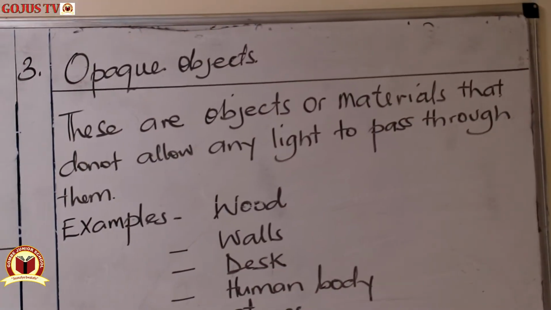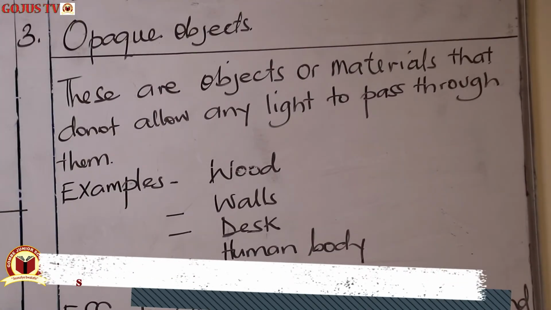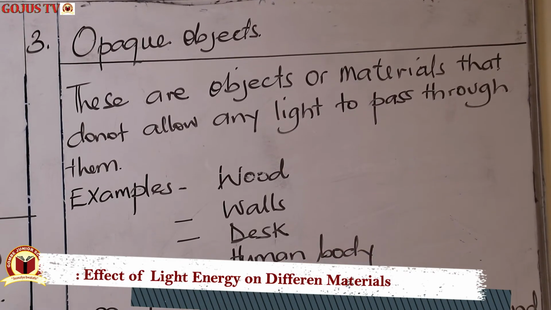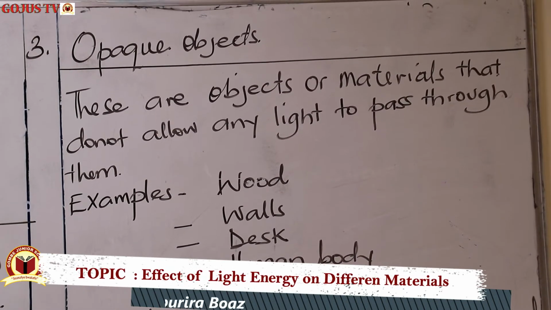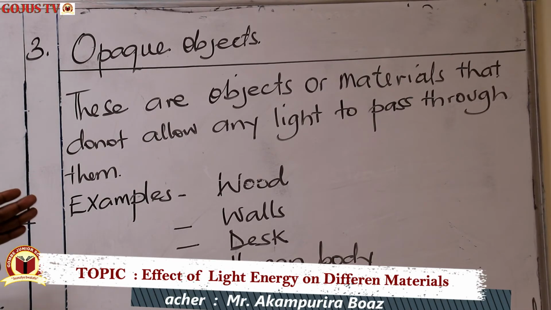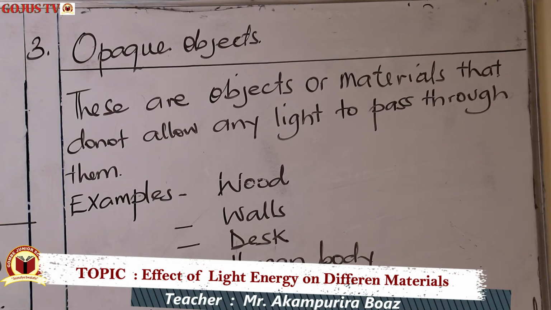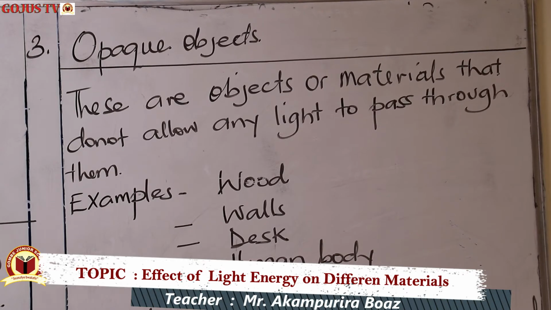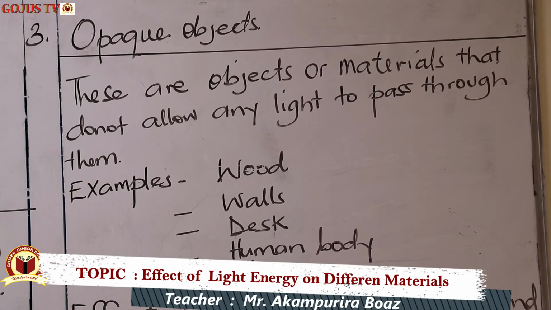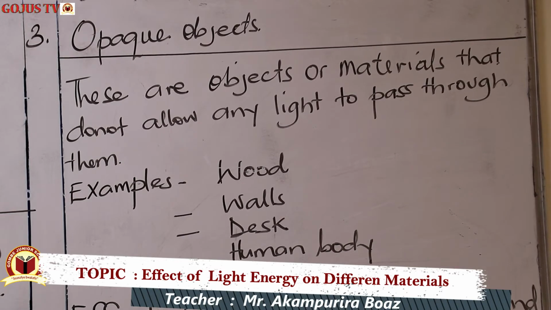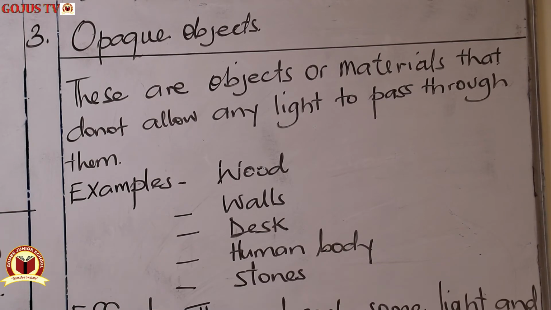Then we have the opaque objects, and we say that these are materials or objects that do not allow any light to pass through them. In fact, the opaque objects form shadows after obstructing light. We have the examples. There are many, but I've cited only 5. We have wood, we have walls, the desk, the human body, then the stones. You can list as many as you can because these objects are really very many in the environment.